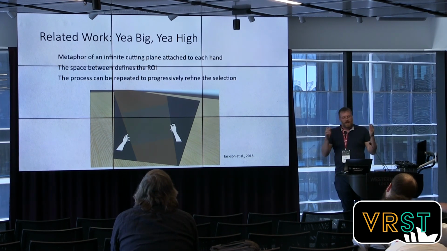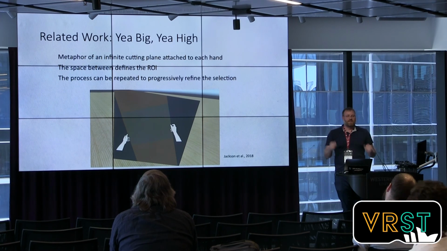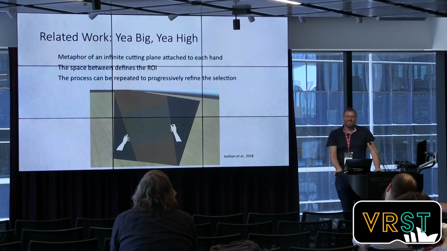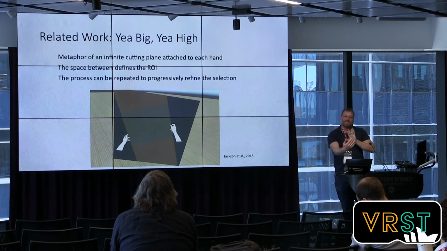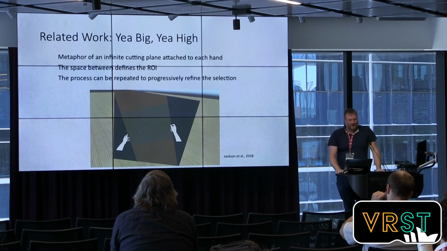So you can move your hands around, lock them into a particular space, and then you have essentially this long corridor of selection. And you can repeat that process. So you might say, I want it yay big, and select horizontally, and then yay high, and it would then progressively refine to sort of a long cube, and you might then select in depth as well.